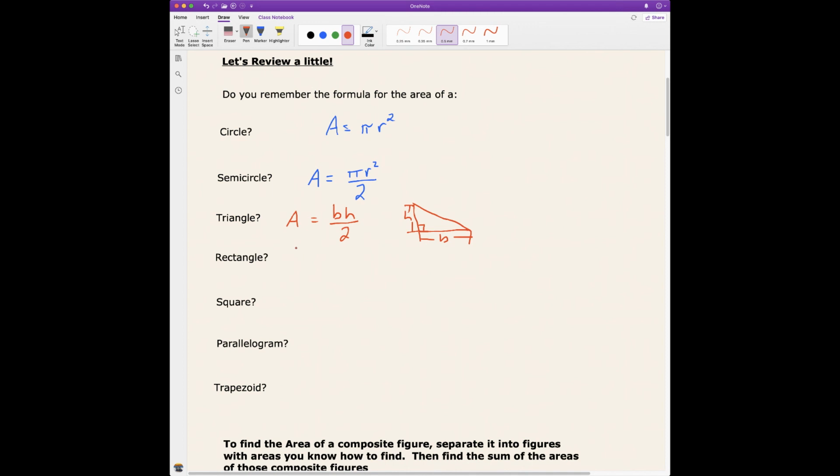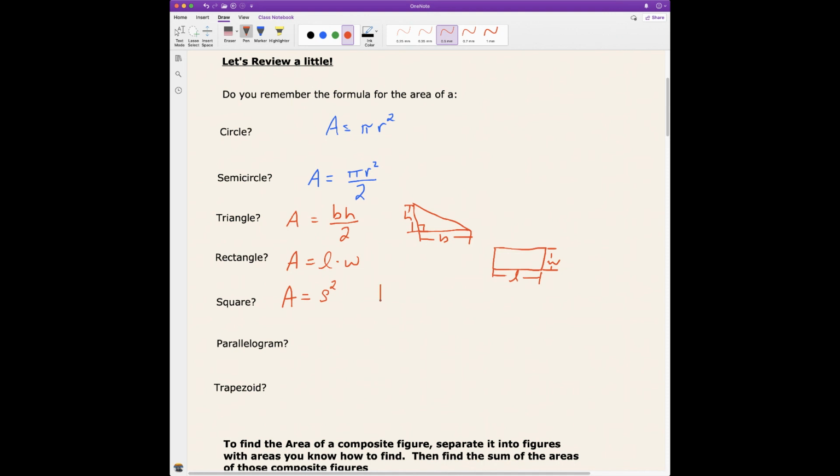And then the area for a rectangle, I know you guys remember that one. That's area equals the length times the width. So if I have a rectangle here, this would be my length, and this would be my width. And then the area of a square, we've used that one before. The area of a square equals the side of the square. Whatever the length of the side is, you square it.